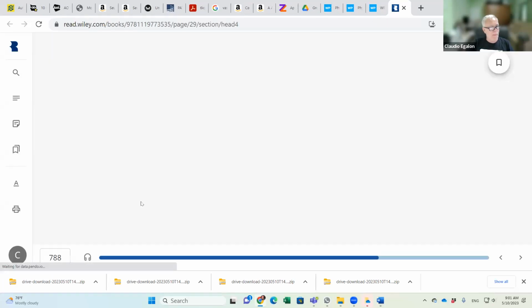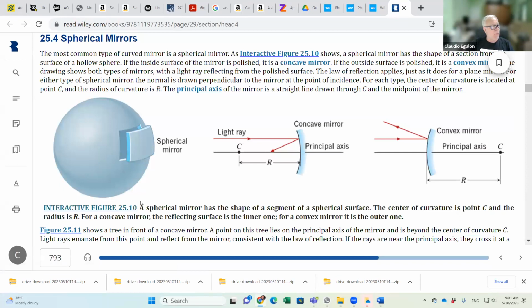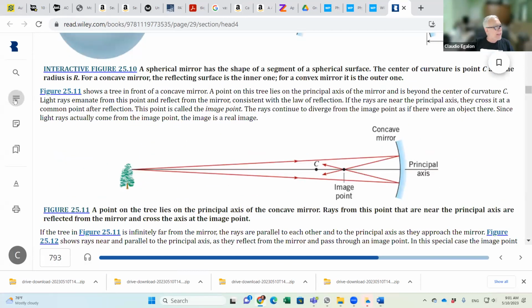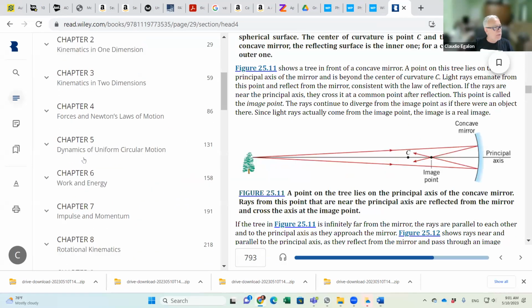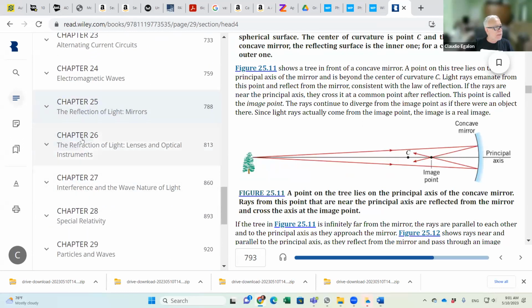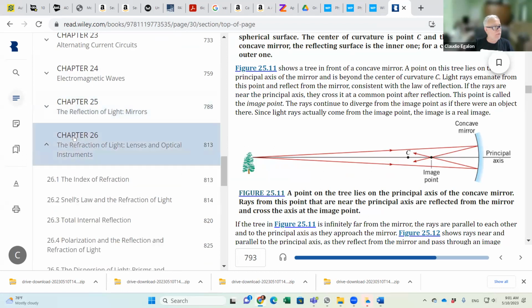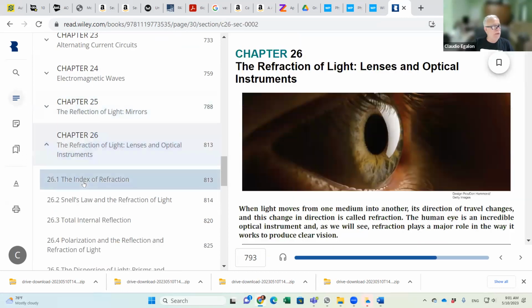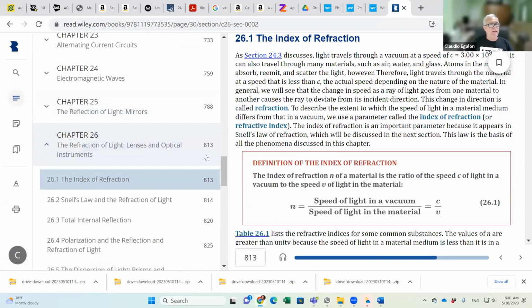Those two chapters are important for those of you who are going to work with optometry, because they talk about optical instruments. Chapter 26: Refraction of light, lenses, and optical instruments. Okay, we start with the idea of the index of refraction. That's a postulate in geometrical optics.